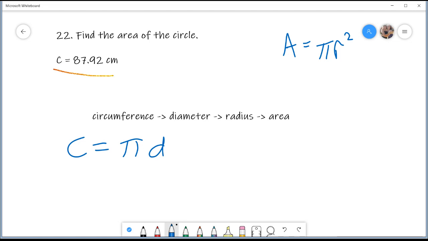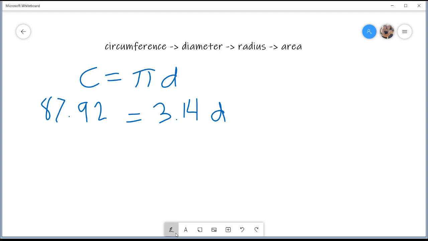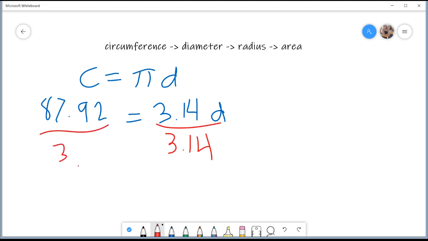What we're going to do now is fill in everything that we know into this equation. We know that C, the circumference, is 87.92. And we're going to replace pi with 3.14, and we don't know what d is. This is an equation that we have to solve. You solve an equation by doing the same thing on both sides. We want to isolate d, and to do that, we're going to divide by 3.14 on both sides.